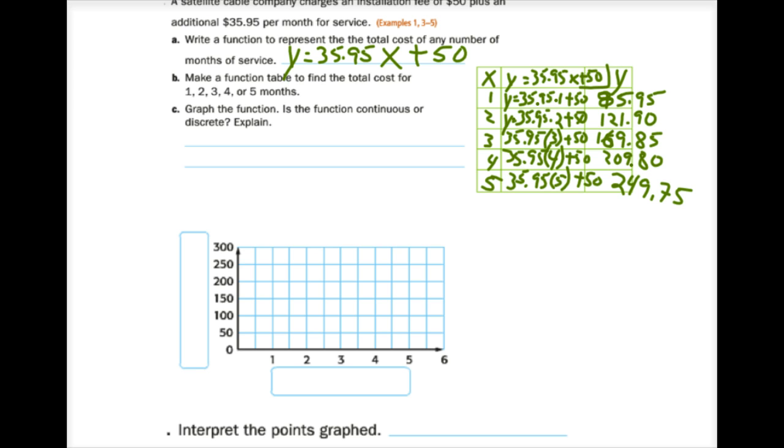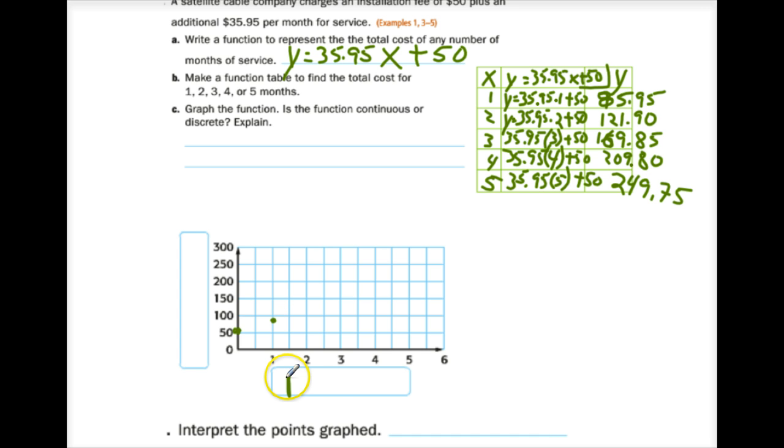Does this one go through the origin? No. It actually starts at 50. So (0, 50), guys, it starts at 50, because you can never not pay any money in this situation. Now, again, just use your judgment. We got to do something for this function. 1 at 85 would be a little bit below a hundred.